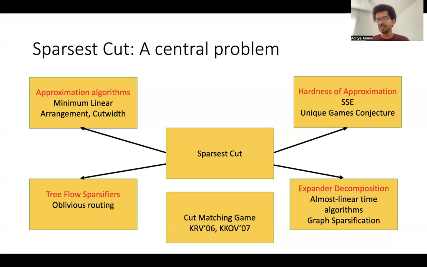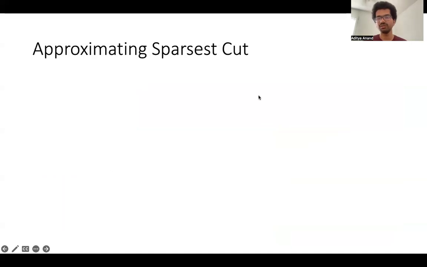Let me briefly mention that most of the fast algorithms for sparsest cut came from the cut matching game introduced by Khandekar, Rao, and Vazirani in 2006. They form the basis for expander decomposition and tree flow sparsifiers, many of these applications where fast algorithms are needed. We'll talk more about this as we get into our problem.